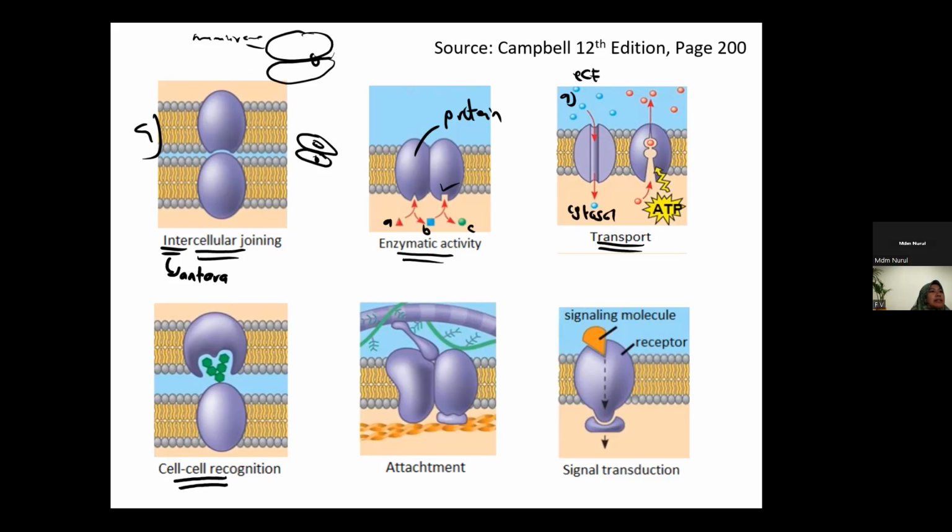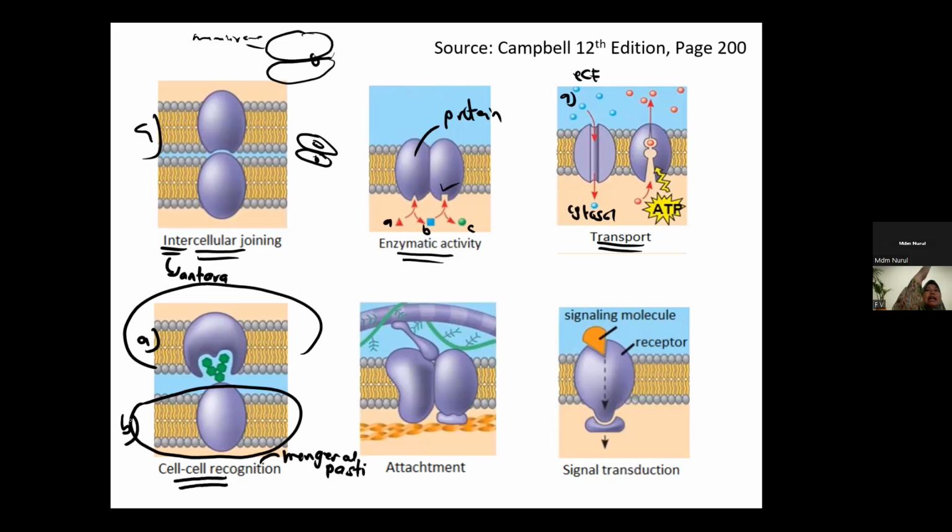Recognition maksudnya apa? Recognize maksudnya mengenal, mengenal pasti. Betul? Mengenal pasti sel dengan sel yang lain. So you can see gambar ni. This is membrane untuk sel A. Ini adalah membrane untuk sel B. So sel A nak kenal sel B. Dia perlukan protein. Sebab dekat protein, remember kita dah belajar tadi, dekat protein ada karbohidrat that attach to the protein yang kita panggil sebagai glycoprotein. So glycoprotein is very important for cell-cell recognition.